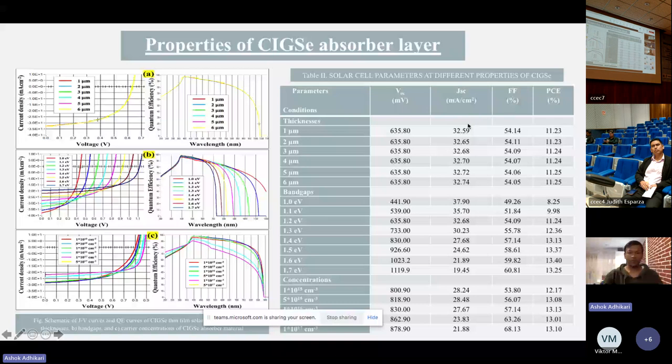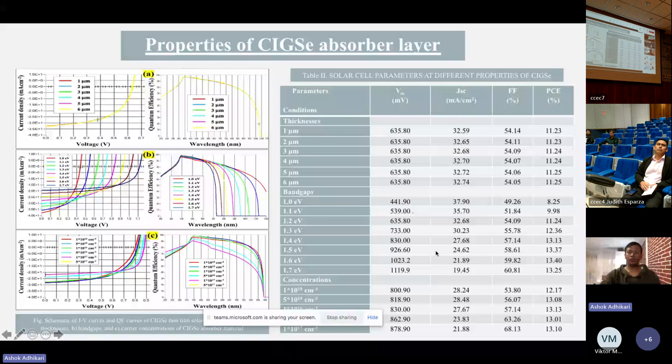Then in the second section, what we have varied is the band gap, from 1.0 to 1.7. As I mentioned earlier, the band gap value can be tuned. Here the band gap value directly impacts the VOC value. You can see that with increasing band gap, the VOC also increases.